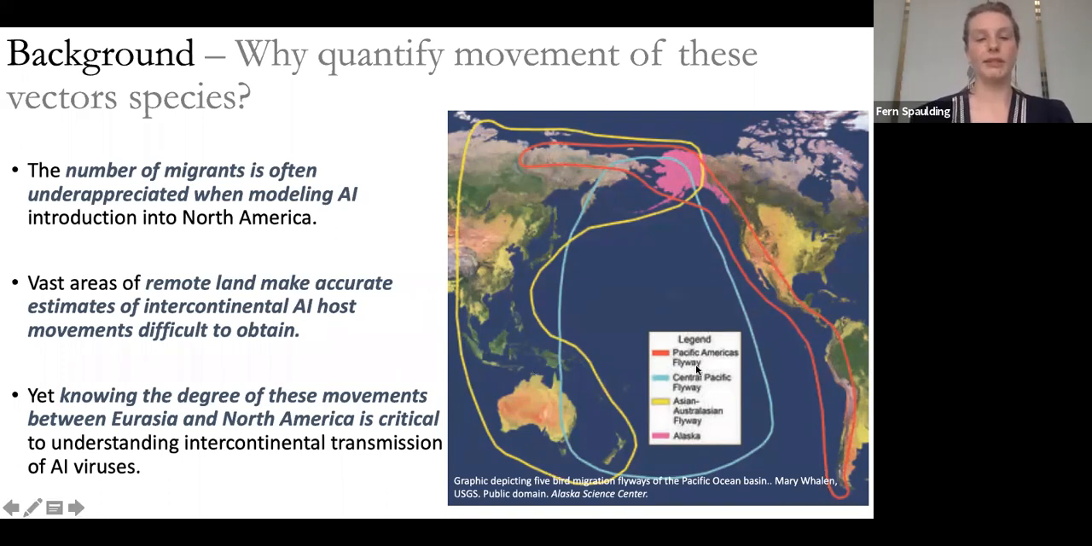However, knowing the degree of these movements between Eurasia and North America is critical to understanding intercontinental transmission of avian influenza viruses. And here on the right-hand side, I have a graphic showing the migration flyways, with the Pacific flyway shown in red up here, and Alaska in pink. And you can see that Alaska is the joining place between Eurasia and North America. So it's a great zone of contact between these two migration systems.